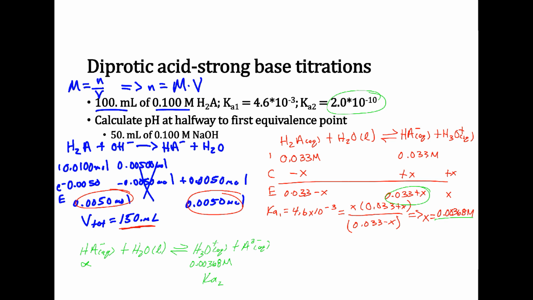So we can calculate pH based off of this value that we found for X. So pH is equal to negative log of H3O plus. So we'll substitute this value in right here. So pH here at halfway to the first equivalence point is 2.4.